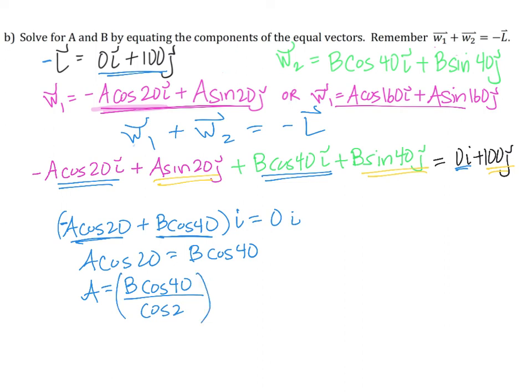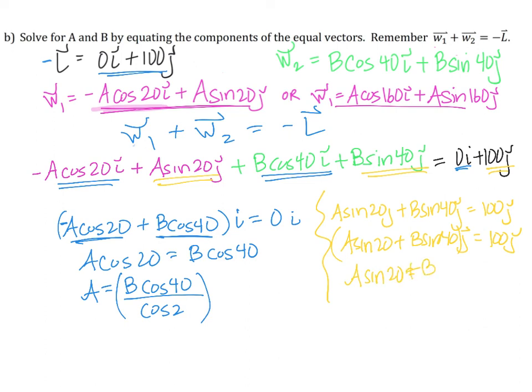On the other hand, right, I can say my A sine 20 of J plus B sine 40 of J has to equal 100 J. So A sine 20 plus B sine 40, right? That has to equal 100. So, well, I can just take this piece right here, substitute it in for A, and then isolate the B and solve for B. So go ahead and do that now. Pause and try it on your own.